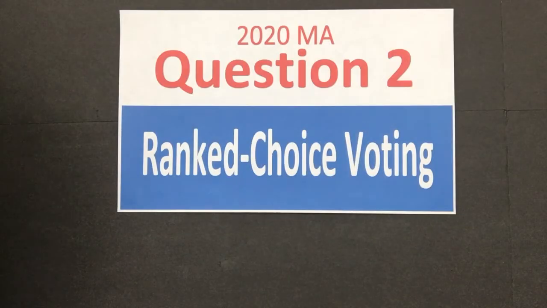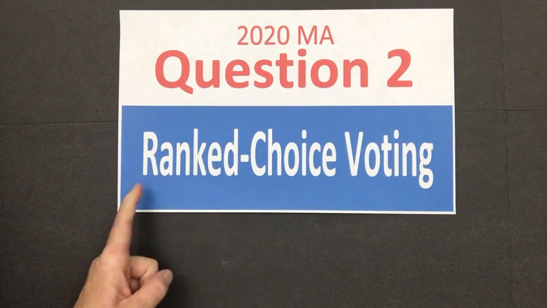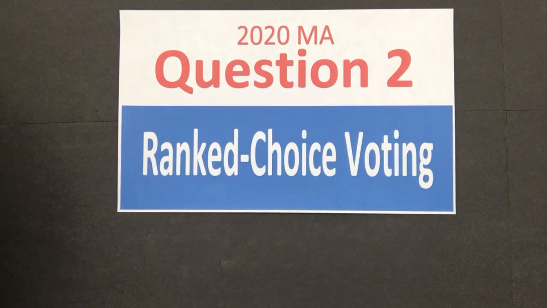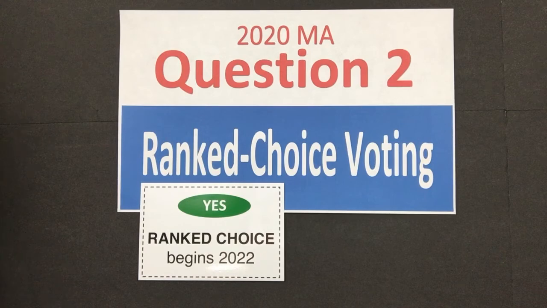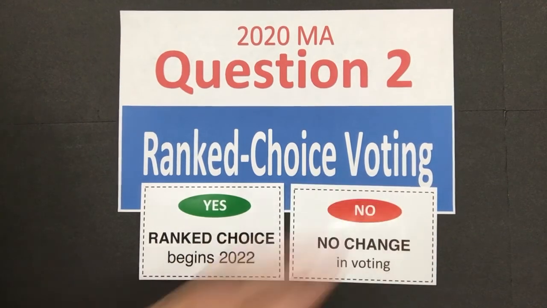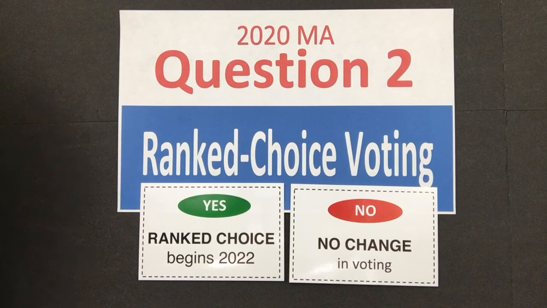So now it is up to you to decide how you would like to vote on the November 3rd Massachusetts ballot for question 2 regarding ranked choice voting. A yes vote means that you would like ranked choice voting to begin in Massachusetts in 2022 when there are 3 or more candidates and no majority. A no vote means that you would like no change in the voting method in Massachusetts.